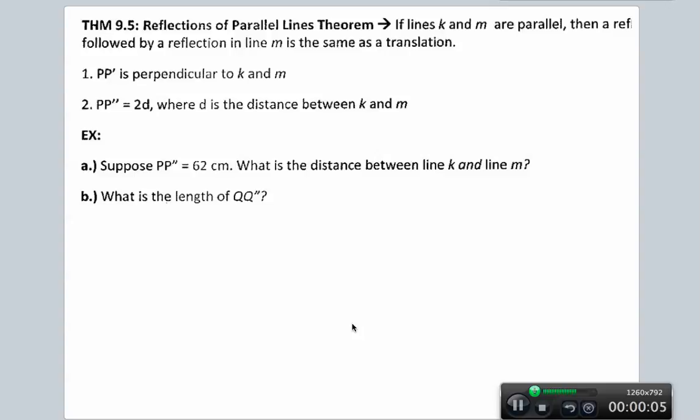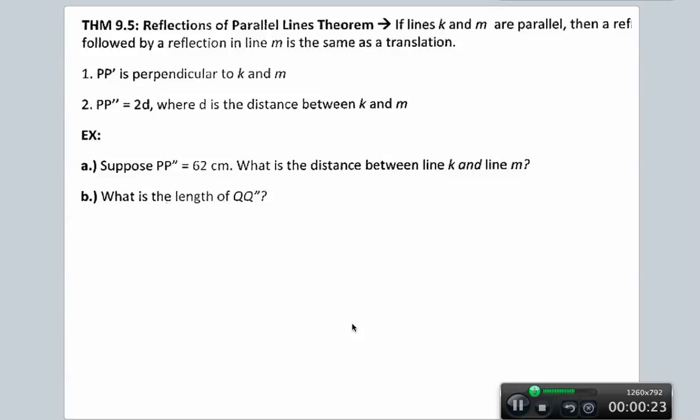Alright, so let's do an example here. Theorem 9.5, reflections of parallel lines theorem. If lines K and M are parallel, then we do a reflection and then another reflection over these two lines. It's the same as doing a translation. So it's the same as just moving the line around.